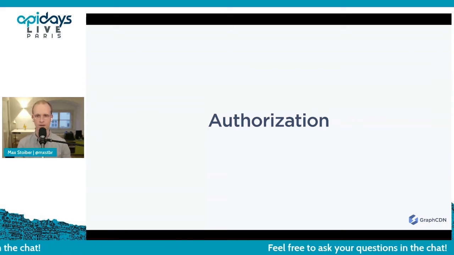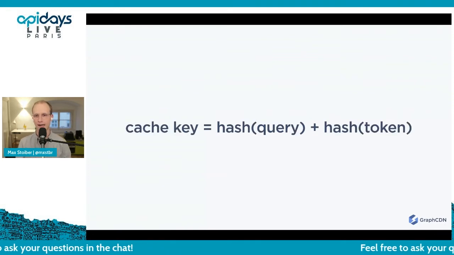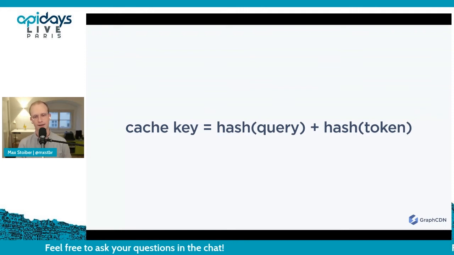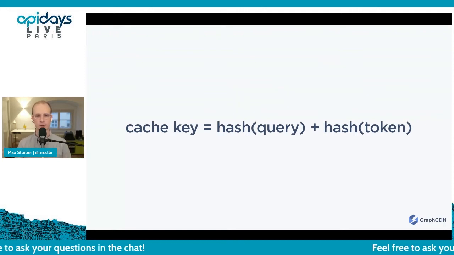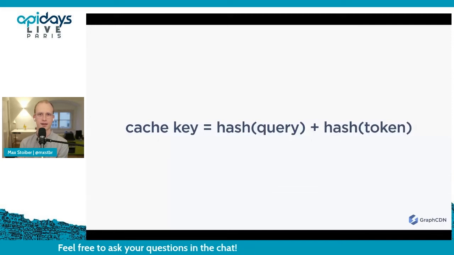Now, the solution to this, of course, is to extend the cache key from just the query to also include the authorization token. So in our case, it usually looks like a hash of the query plus a hash of the authorization token. That way you ensure that if a certain user requests some data, no other authenticated user will get that same response, so that no private data can ever leak.